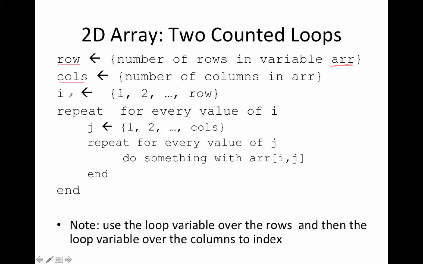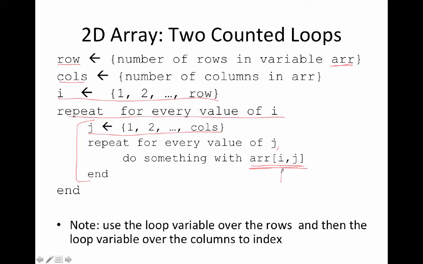Then we're going to have 2 counted loops. So we're going to have 2 loop or iterator variables. i is going to go through all of the values for the row indices from 1 to row, and j is going to go through all of the values of all the column indices. So for example, we might say i goes for all the values from 1 to row, and we're going to repeat for every value of i, and what we're going to repeat is looping through all of the columns by having j go from 1 to cols and doing something with our array variable sub i comma j.